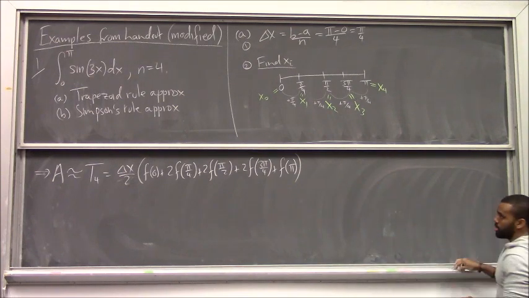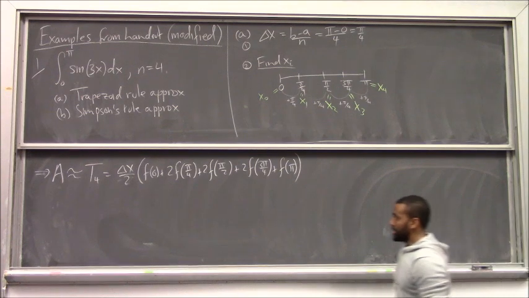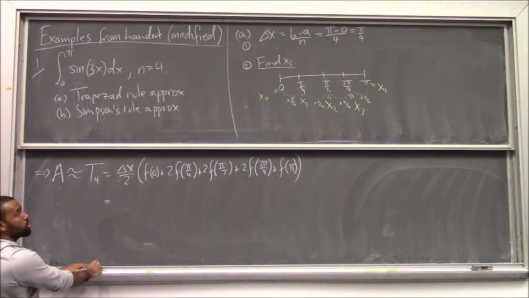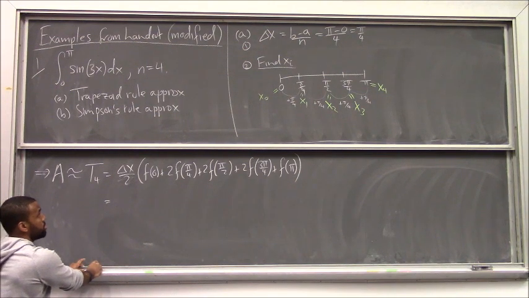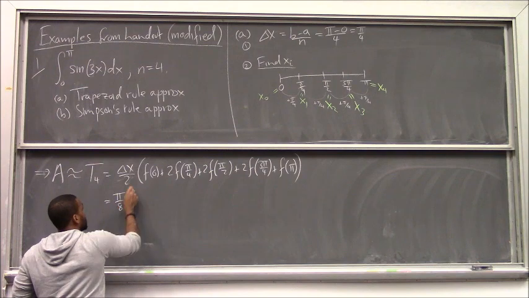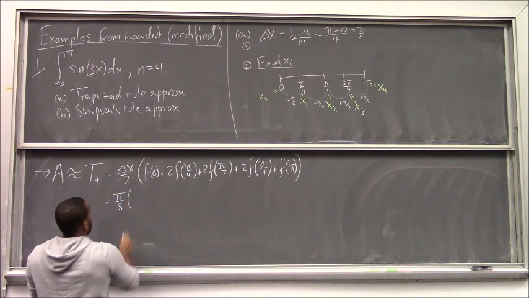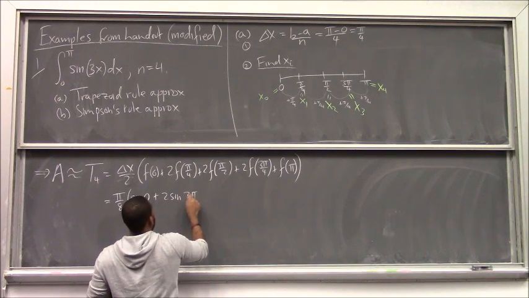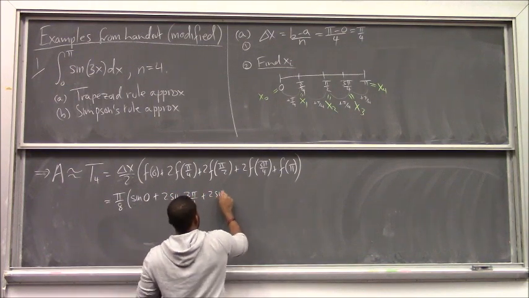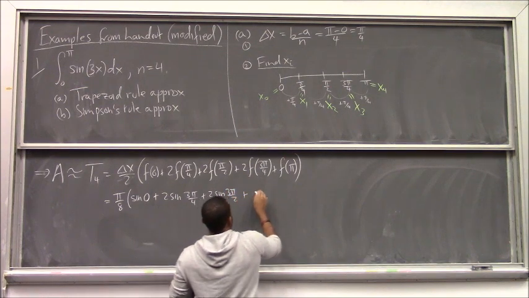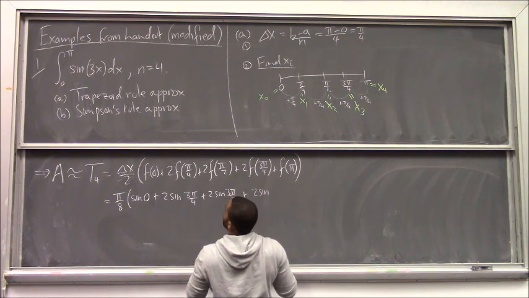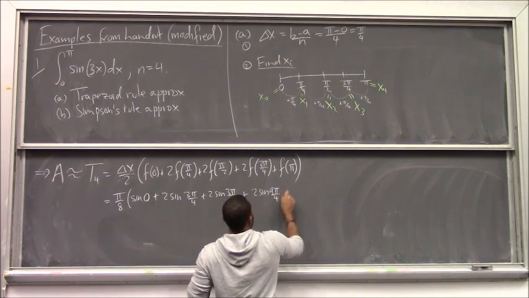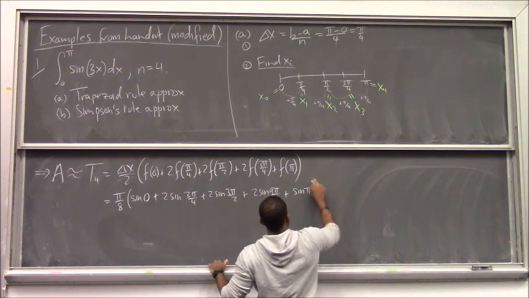Coming from integrals and improper integrals, this shouldn't be too crazy to wrap your head around. Delta x is pi over 4, so you divide that by 2, get pi over 8. F of 0, so this is going to be sine of 0 plus 2 times sine of 3 pi over 4 plus 2 times sine of 3 pi over 2 plus 2 times sine of 9 pi over 4 plus sine of pi.